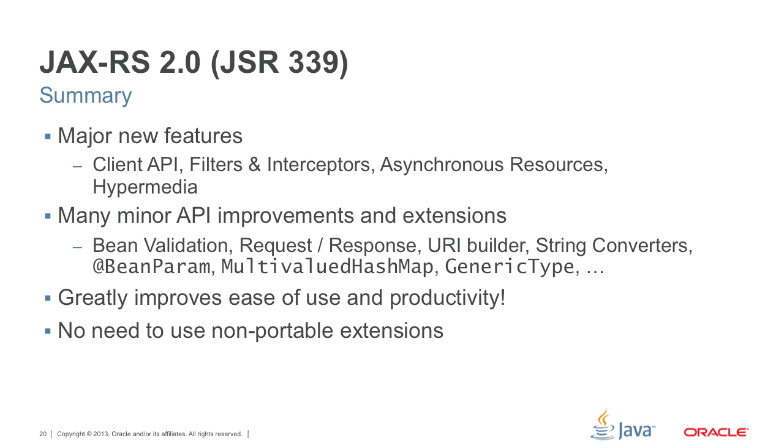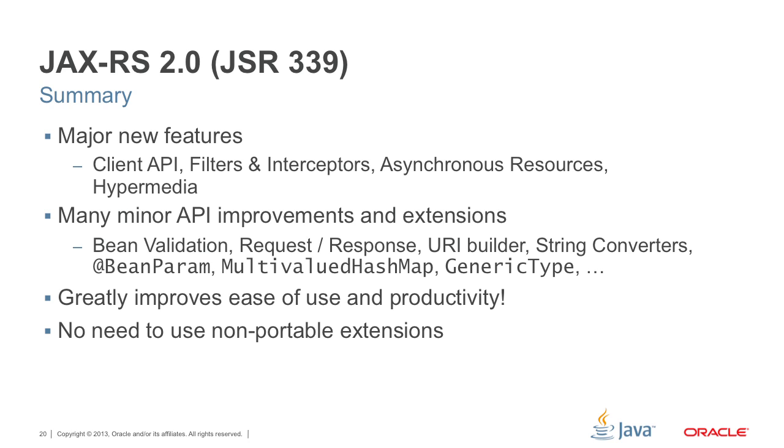One of them is bean validation. We have a complete integration with the bean validation API so that you can use constraint annotations in your resources, and by doing that, validate requests as well as responses. We've also extended and refactored the request and response classes with additional features. We've improved the URI builder, and we've added some new concepts like string converters, bean param annotation, and hash maps and generic type, and many other minor improvements in the API just to make development a lot easier than it was before.